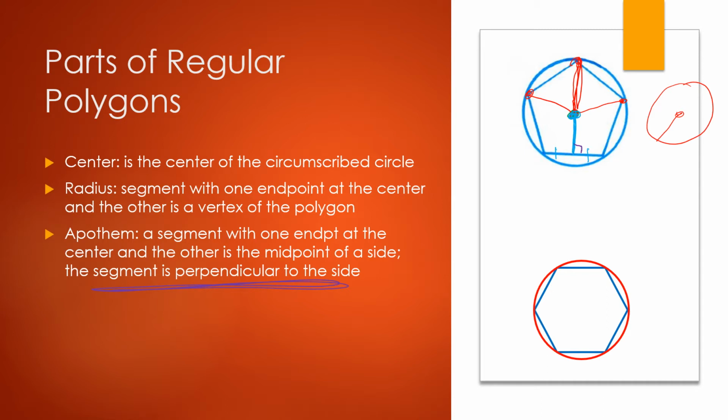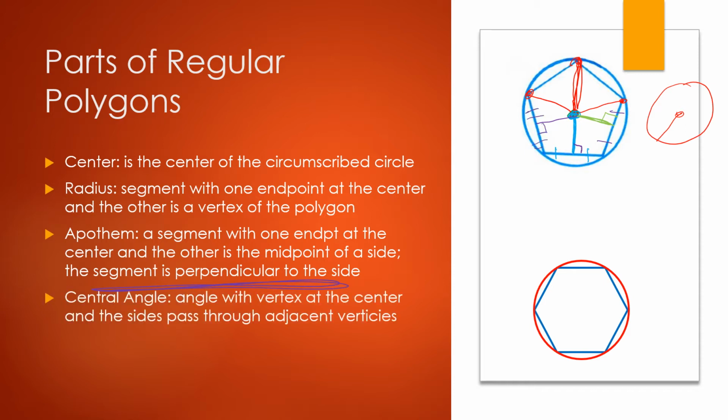And just like you had 5 radii, you could have 5 different apothems depending on which side you're drawing it to. Here would be another one. I'm not going to draw them all, but there will be 5, going to each side. And again, it's a perpendicular bisector of the side. All right, next. And then the next term is a central angle.